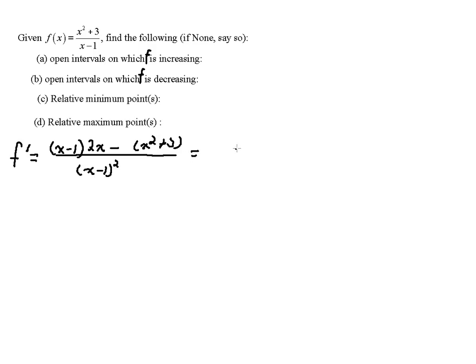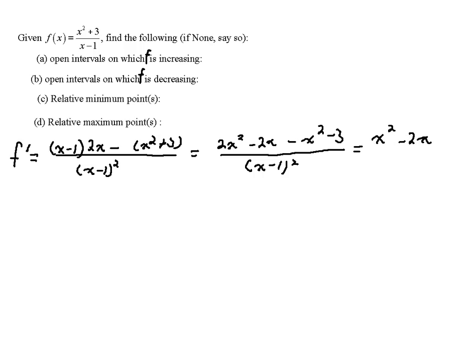So we get 2x squared minus 2x, first part of the numerator, minus x squared minus 3, the second part of the numerator, distributing that negative 1, and it's all over x minus 1 squared. And then that 2x squared minus x squared is just x squared minus 2x minus 3 all over x minus 1 squared.